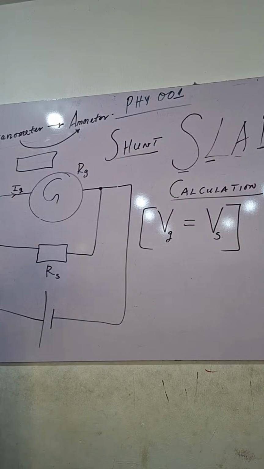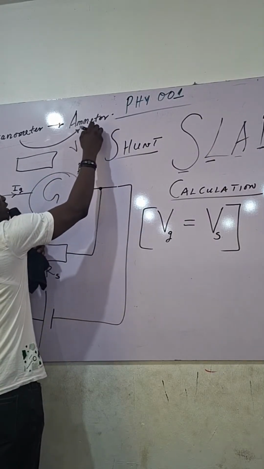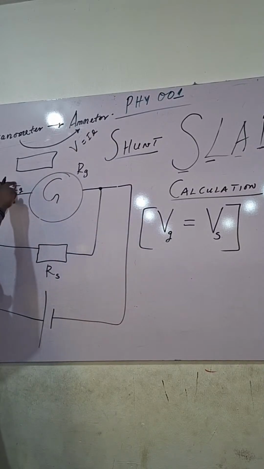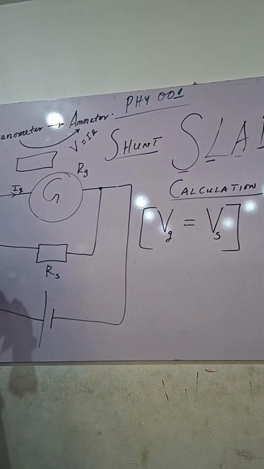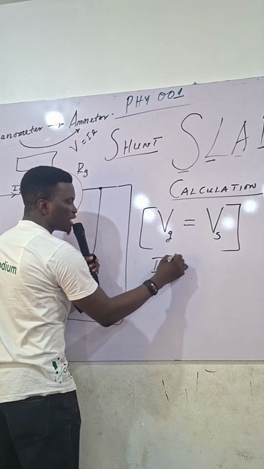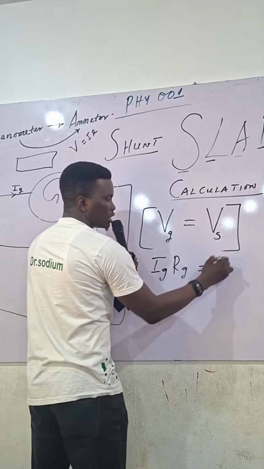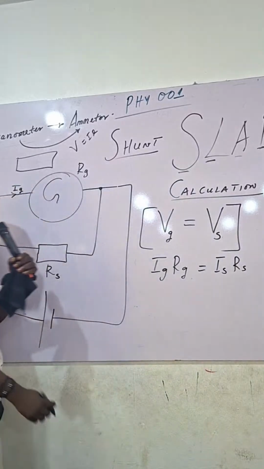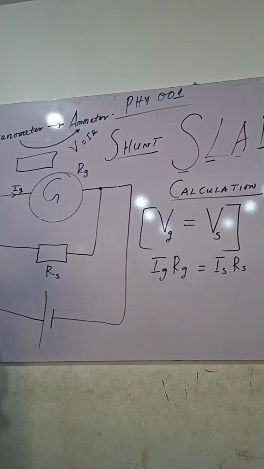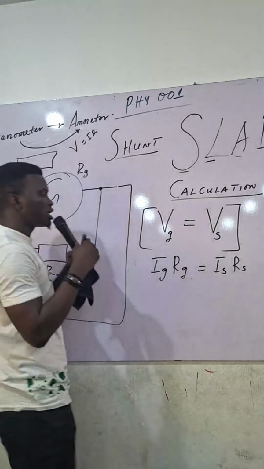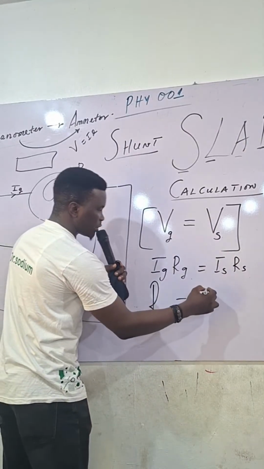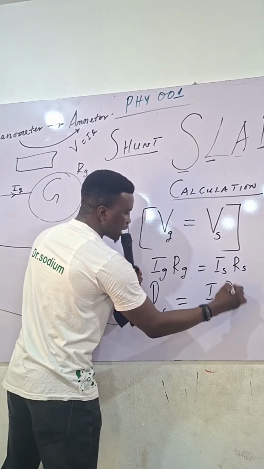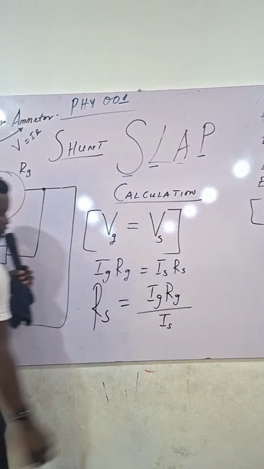So now, what is VG? We know that V is equal to IR. So if I say VG, that means I'm saying the current passing through the galvanometer multiplied by what? The resistance of the galvanometer. So I can say that IG RG is equal to IS RS. I'm looking for RS. That's what they most times ask you to look for in the exam. So now, making RS the subject of the formula, RS is equal to IG RG over IS.